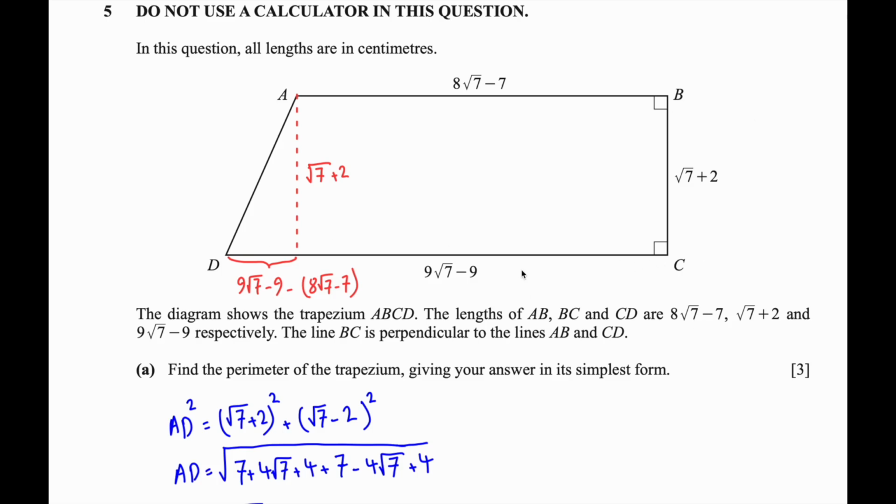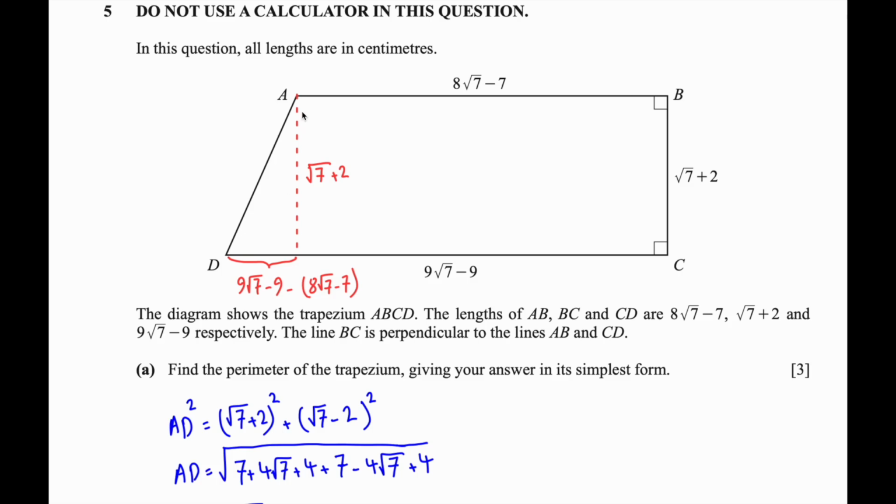Question number 5. I'm given a trapezium ABCD, and I'm also given the lengths of the 3 sides AB, BC, and CD. I'm also told that BC is perpendicular to CD and AB. I have to find the perimeter of the trapezium. So I already have the 3 sides. If I could find the value of AD, I can add them all together and therefore find the value of the perimeter. So I have to find AD first.